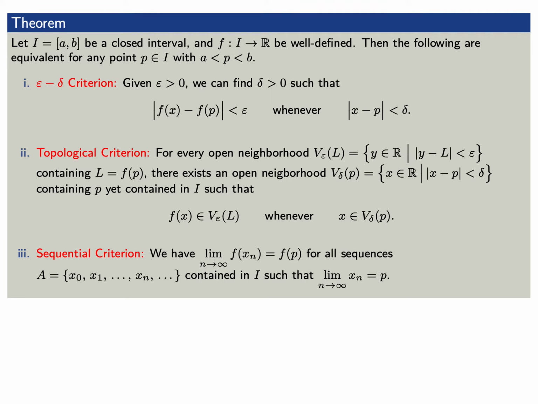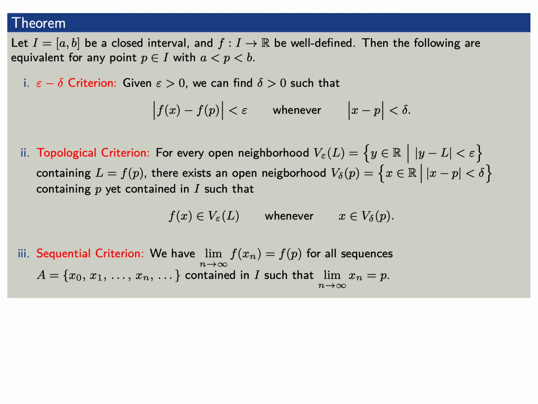Let's say that I is a closed interval and f is a well-defined function. Then the following three statements are equivalent for any point p in our closed interval between a and b. First, we have the epsilon delta criterion. That is, given any positive epsilon, we can find a positive delta such that the absolute value of f of x minus f of p is less than epsilon whenever the absolute value of x minus p is less than delta. You'll notice that this is different from what we said before because now we are not assuming that x is different from p. In fact, now we allow x to equal p.